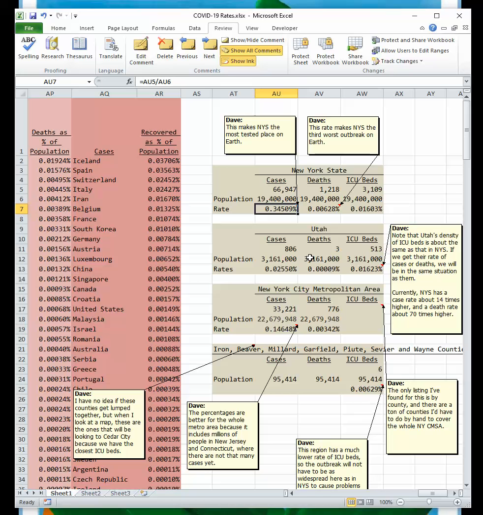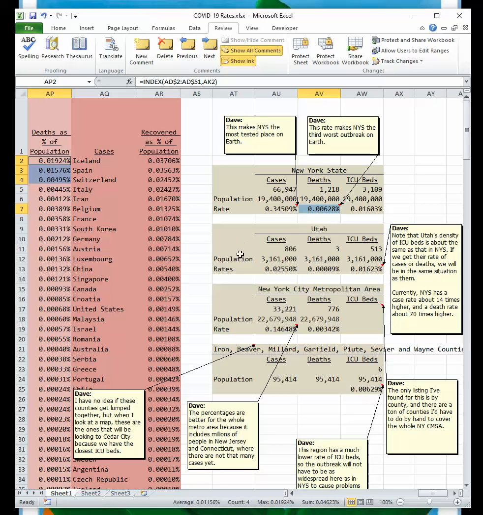Now, their death rate is not too high. This is not in the range of Italy or Spain, but if I can highlight that, at the same time you can see that New York State would actually be number 3 in the world. It's a distant third to Italy and Spain. New York State might end up like Italy and Spain, but right now it's not even close. But it is worse than every other country in Western Europe.